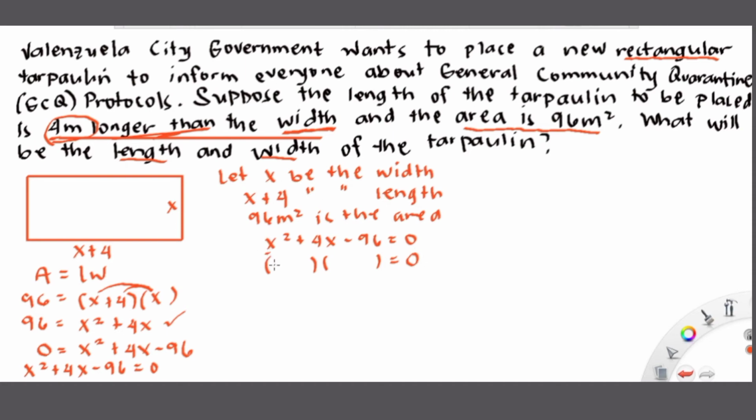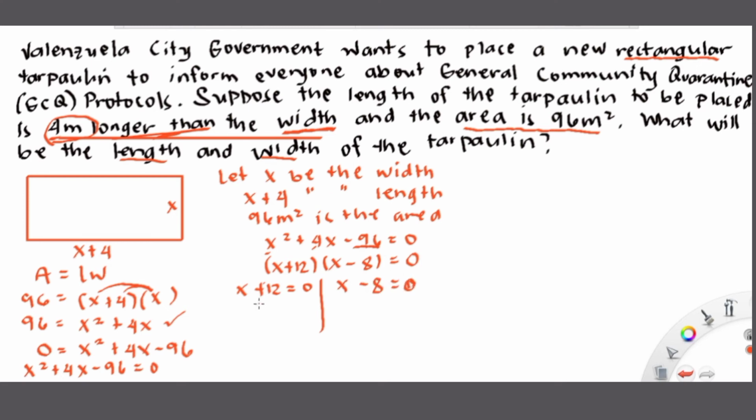Factor natin ang x squared. Those are x and x. And then, let's factor negative 96 na pag inadd natin, the sum will be positive 4. So, ano yon? If we'll think of that, we're gonna get positive 12 and negative 8. Because 12 times negative 8 is negative 96. Pag inadd natin, 12 plus negative 8, that is equal to positive 4. Okay? Now, these factors, we equate to 0 as we apply the zero product property. So, this will become x plus 12 equals 0. And yung isa, x minus 8 equals 0.